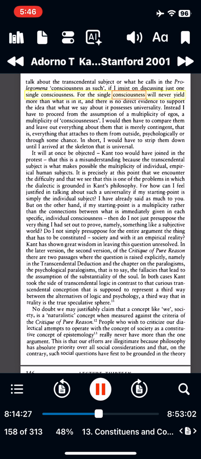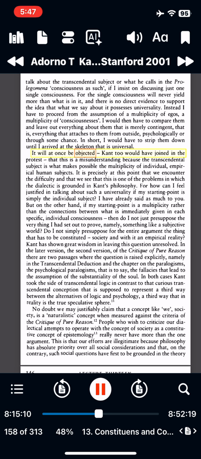For the single consciousness will never yield more than what is in it, and there is no direct evidence to support the idea that what we say about it possesses universality. Instead I have to proceed from the assumption of a multiplicity of egos, a multiplicity of consciousnesses. I would then have to compare them and leave out everything about them that is merely contingent, that is, everything that attaches to them from outside, psychologically or through some chance. In short, I would have to strip them down until I arrived at the skeleton that is universal.